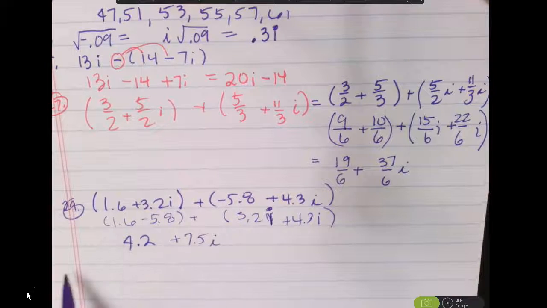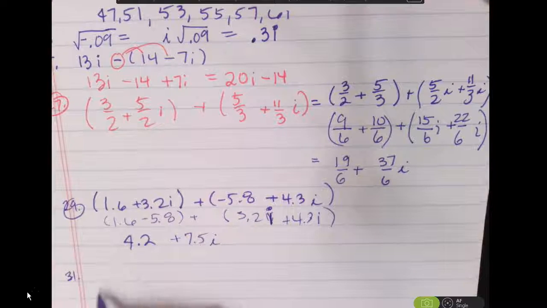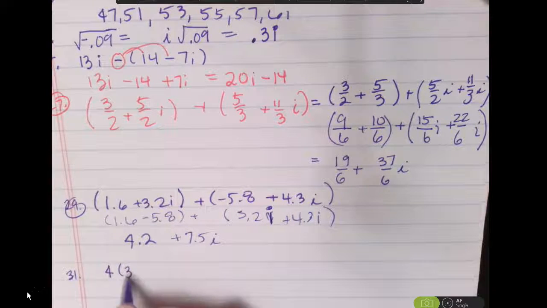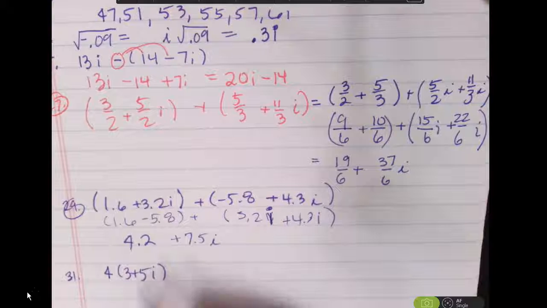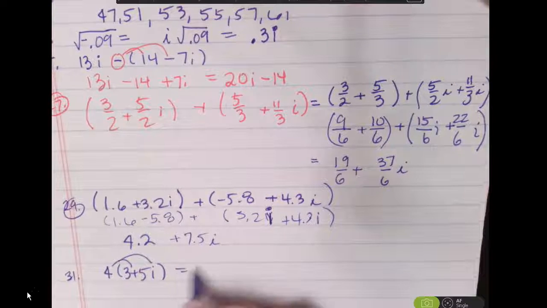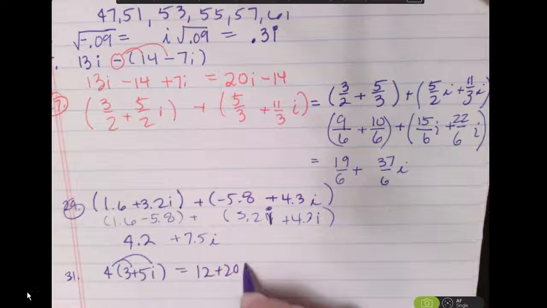And number 31. So here we've got to multiply a complex number. You're simply going to use the distributive property. We get 12 plus 20i.